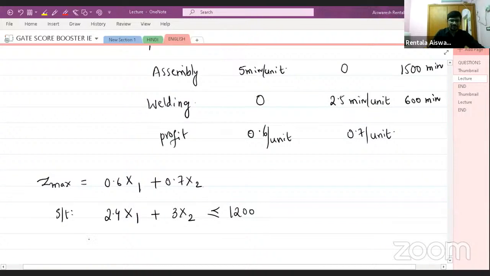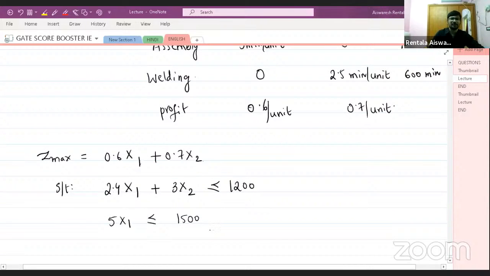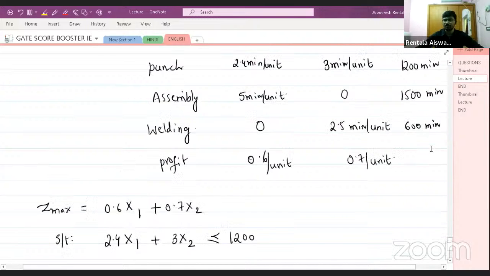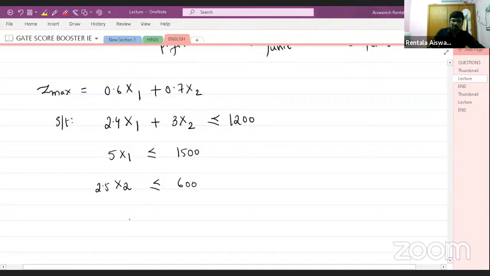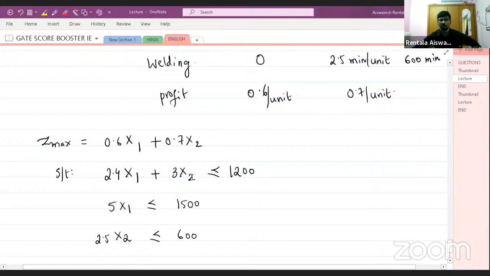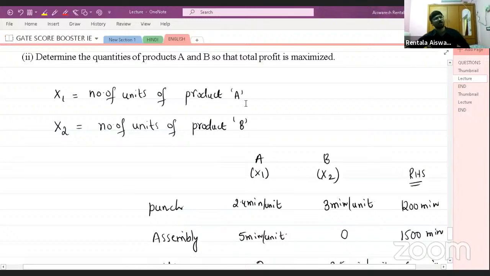Similarly, for assembly you can write 5x1 should be less than or equal to 1500. And similarly, you can write 2.5 x2 should be less than or equal to 600, and this we have already written. Even though it is not mentioned, the products should also be greater than or equal to 0. So a negative number of products will not be there, right? The number of units will always be positive, or a 0 value is also possible.